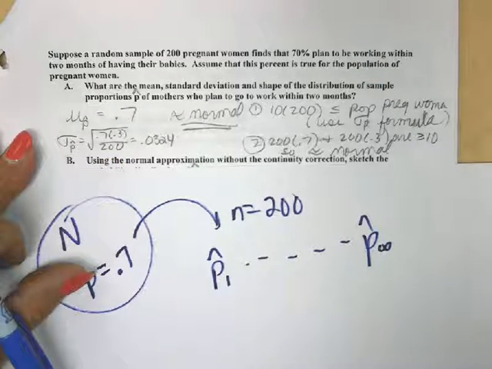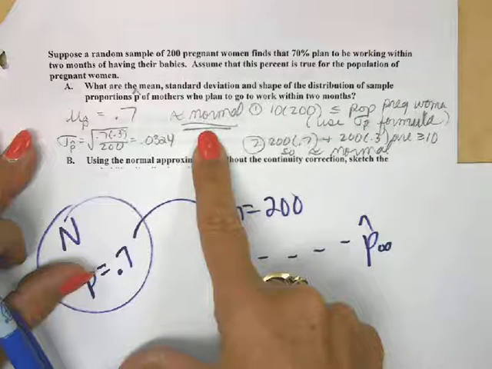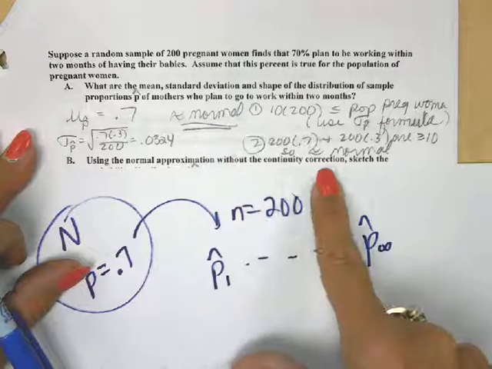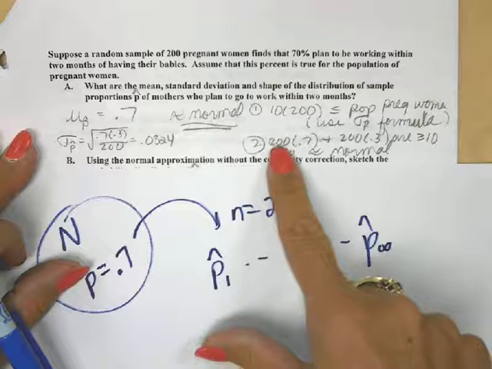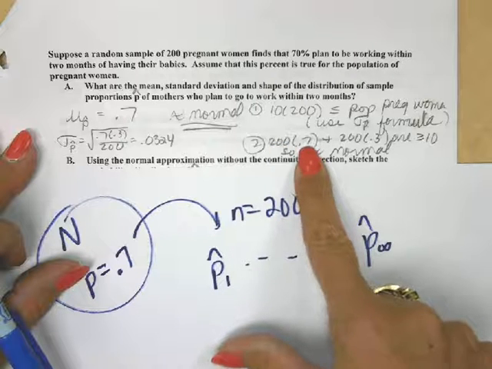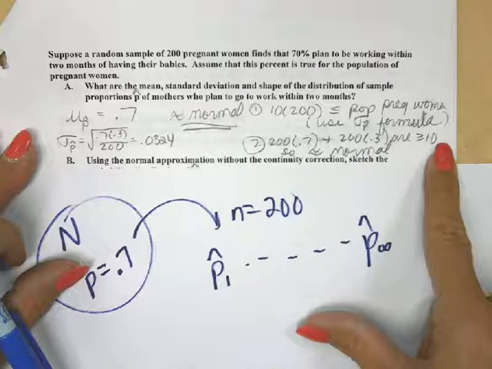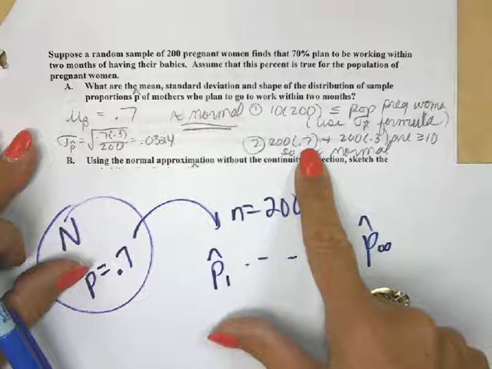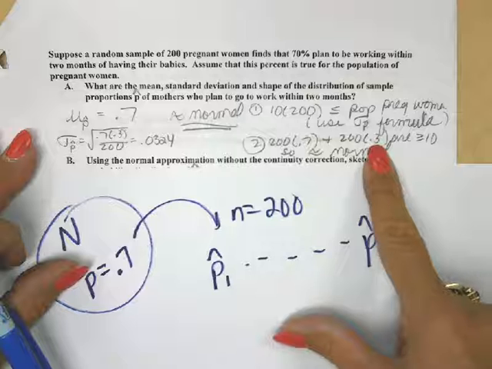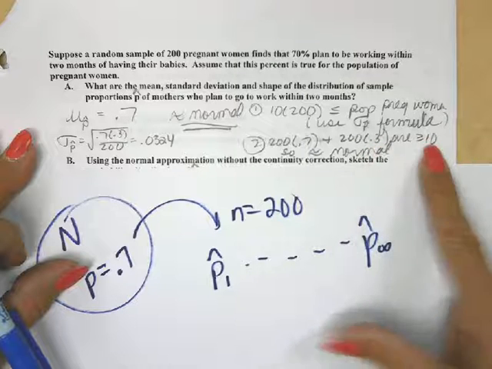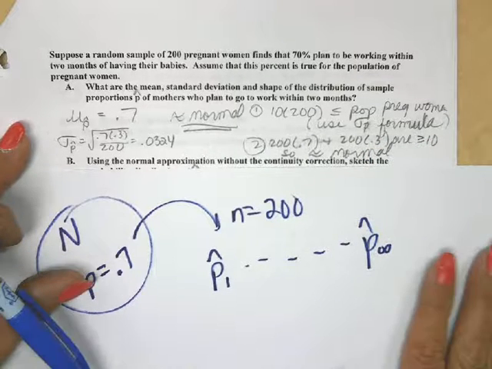Now, next, do I have an approximate normal distribution? Yes, I do, because n times p and n times 1 minus p are both going to be way bigger than 10. I expect to get 140 successes, and I expect to get 60 failures. Both those numbers are way larger than 10. Therefore, my distribution will be approximately normal.